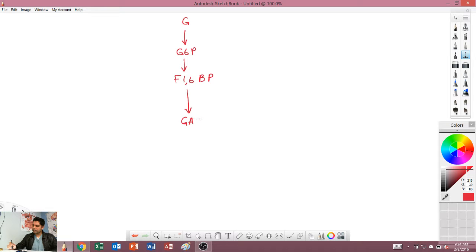glyceraldehyde 3-phosphate. This is just changing the hydroxyl groups on it also. And glyceraldehyde, you have the picture in your book, don't you guys? Glyceraldehyde 3-phosphate is then converted to 3-phosphoglycerate. And 3-phosphoglycerate is converted to phosphoenolpyruvate, and then eventually what are we going to get? Pyruvate.